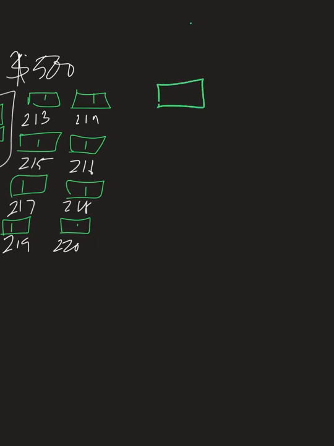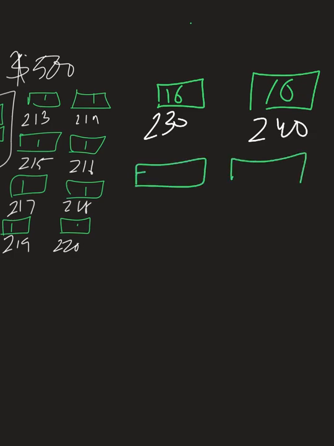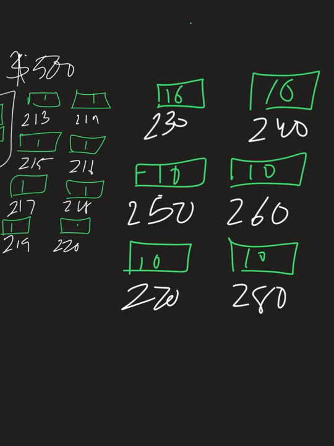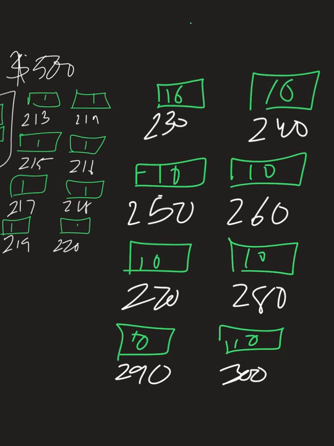The next 100 after 200 is 300. So let's count up by tens to 300. 230, 240, 250, 260, 270, 280, 290, 300. Okay, and that's step 2. Count up by tens to the next 100. Same step we've been doing this entire time.